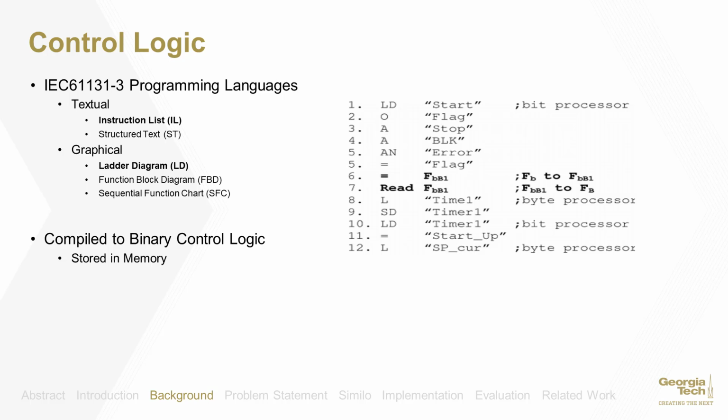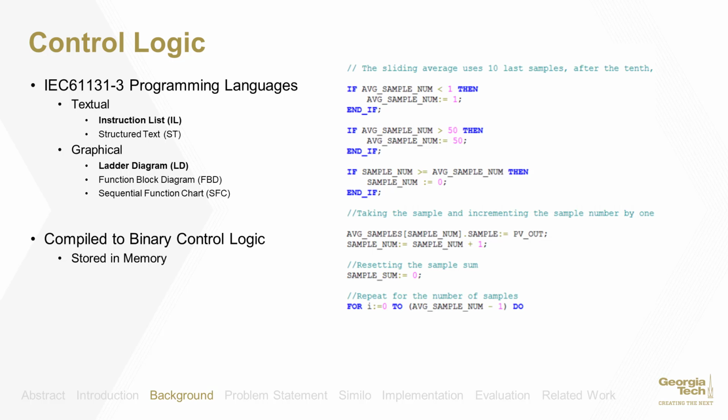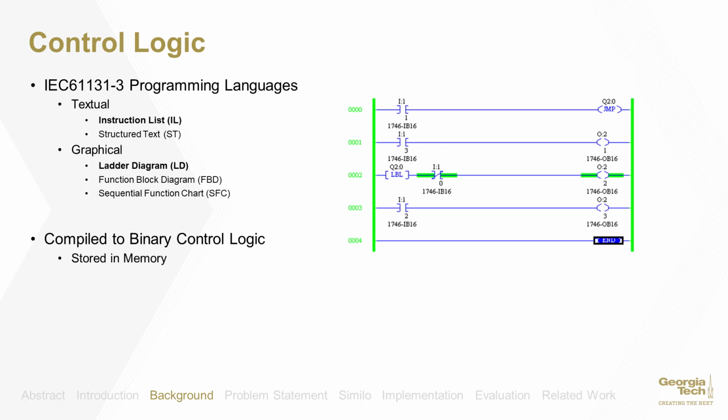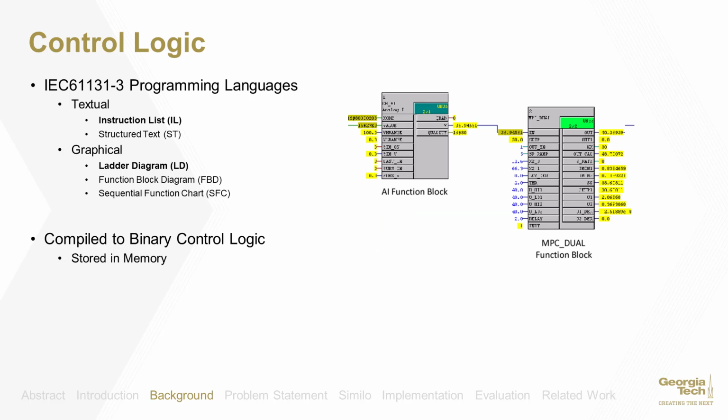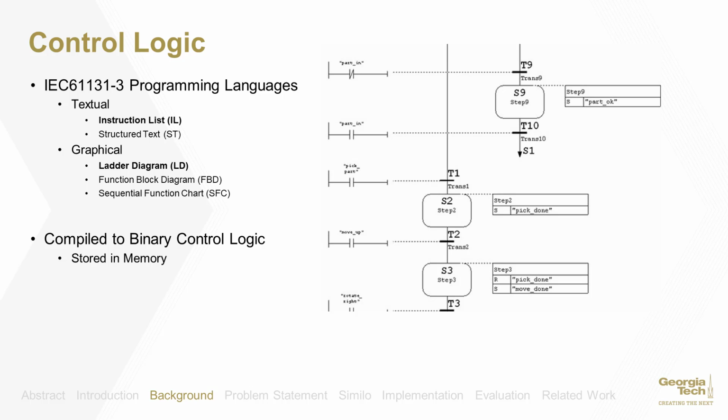Regardless of the engineering software, the flavor of control logic that they use will most commonly be one of the 5 languages defined by IEC 61131-3. This could be textual-based languages such as instruction list or structured text, or graphical languages such as ladder logic, function block diagram, or sequential function charts.